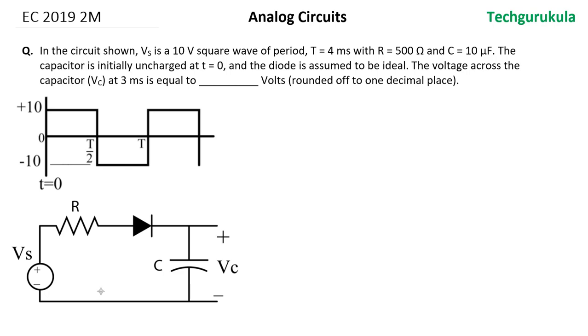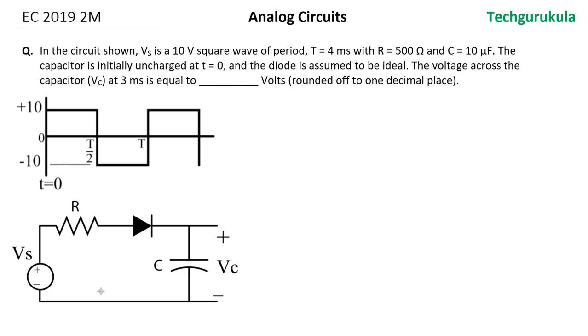This question came for 2 marks in AC GATE 2019. The question is, in the circuit shown, Vs is a 10 volt square wave of period T equal to 4 milliseconds with R equal to 500 ohm and C equal to 10 microfarad.